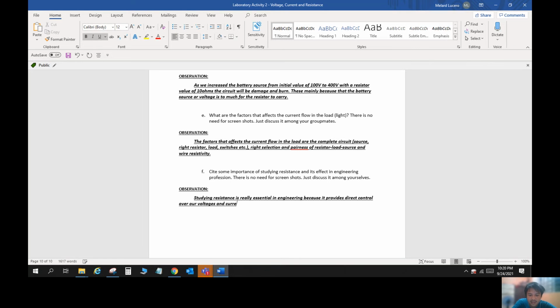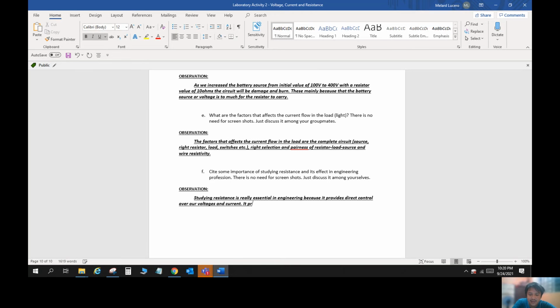Yun naman yung relationship niya di ba? Magkakasama yung resistance, current and voltage. So lagi magkakasama yung tatlong yan. Mababago-bago lang yung relationship nila, depende sa kung ano yung hinahanap mo. Pero yun yung talaga magkakasama. So provides direct control over our voltages and current.